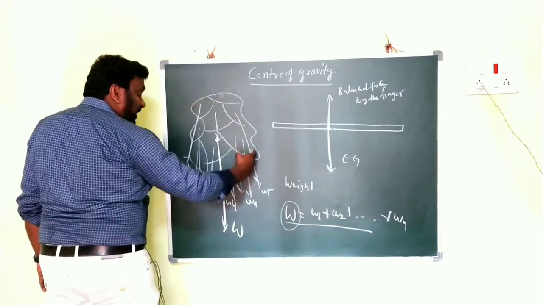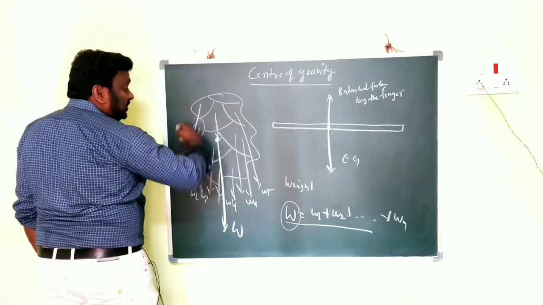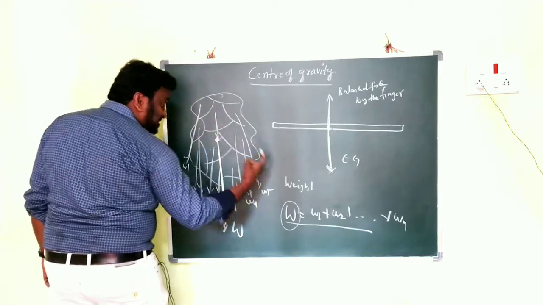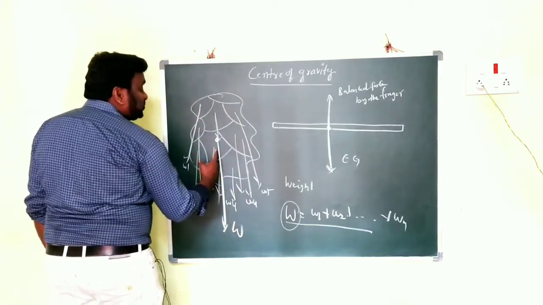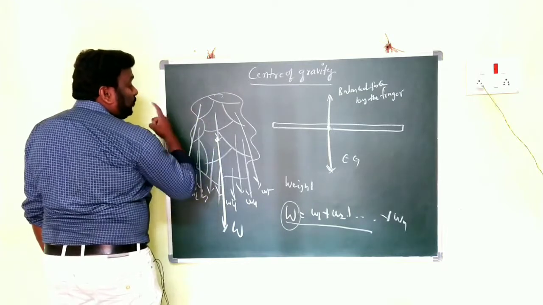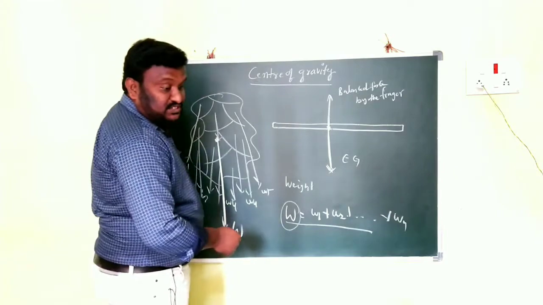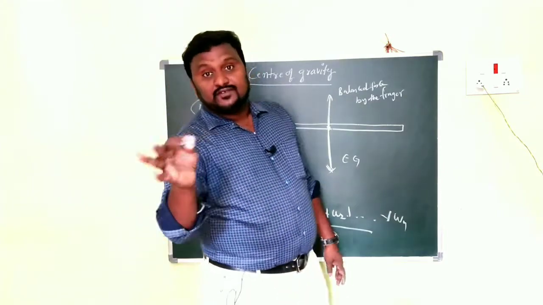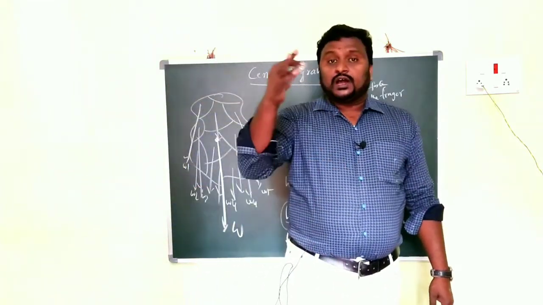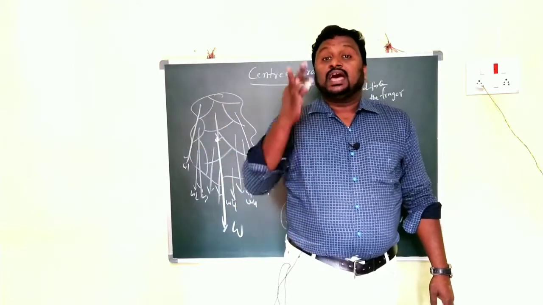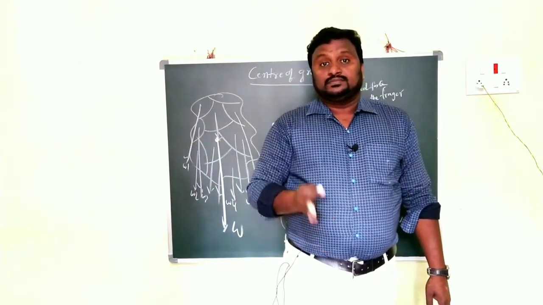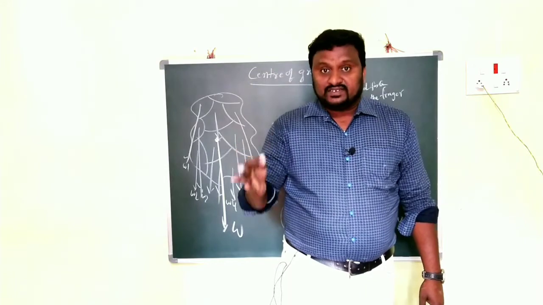Individually they have different weights, but by the algebraic sum of the weights, we get one resultant vector. That resultant vector acts from one point. That point is what we call the center of gravity. Center of gravity means that the weight of the entire body acts from a point.